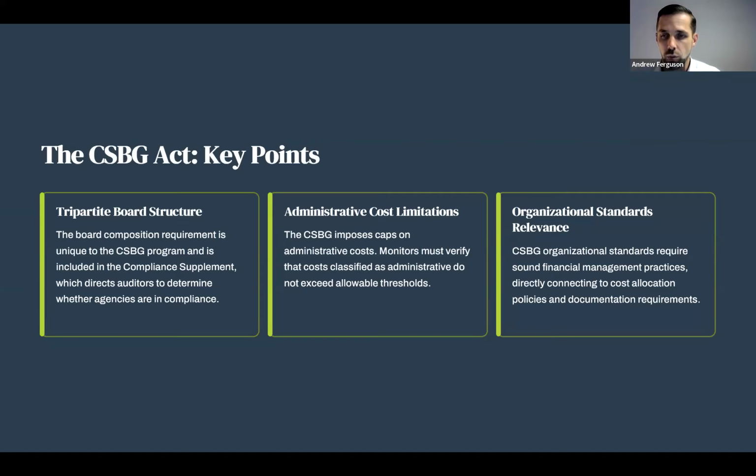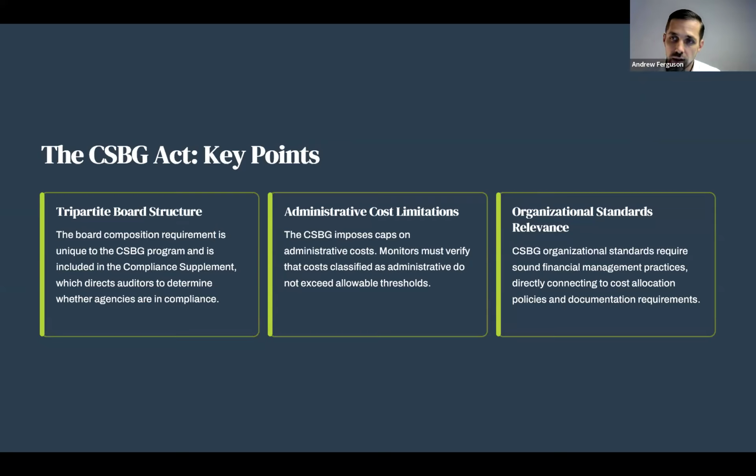I know as an auditor, when we test the grants, it's actually a compliance area that we have to look at to see if they meet that requirement. So that tripartite board structure might be something you see if you're monitoring an agency and you pull their audit report and you see a finding. It might be the tripartite board finding, that they're not in compliance. I know as an auditor, I've had to issue a finding for that before, where an organization has not been able to fill that and meet that compliance requirement.